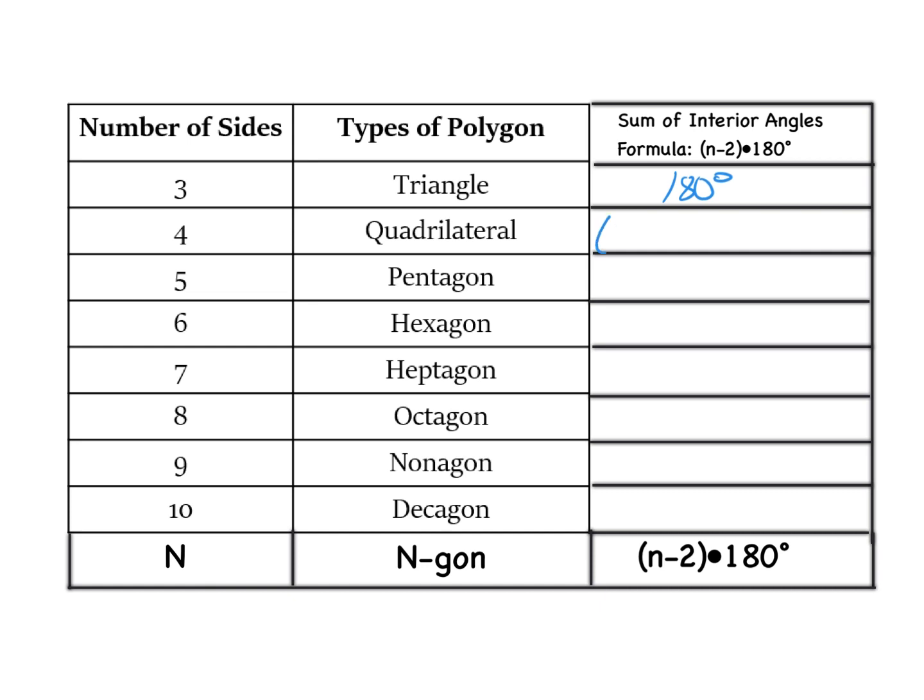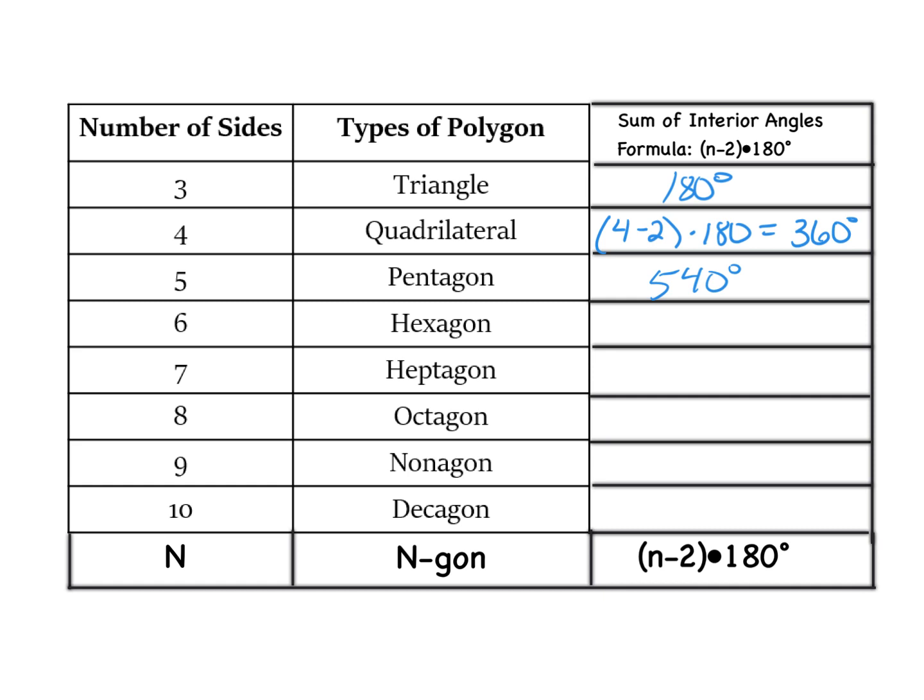What am I going to plug in for n on a quadrilateral? 4, because n is the number of sides, and 4 minus 2 times 180. And what does that give you? 360. So Angel, the first one, pentagon, what'd you get? All right, Lucas, help him out. What'd you get for pentagon? 540.